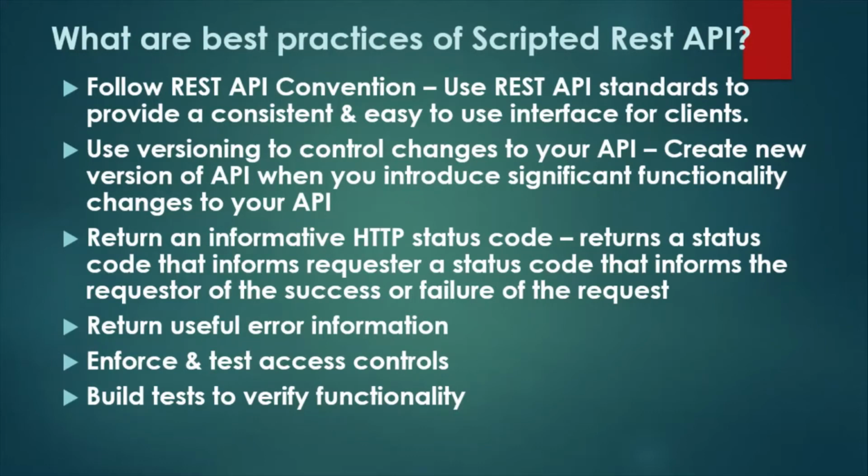So now we'll try to understand what are best practices for scripted REST API. So first, follow REST API convention. Use REST API standards to provide a consistent and easy to use interface for clients. Use versioning to control changes to your API. Whenever you make any change to the API, create a new version of the API when you introduce significant functionality changes.